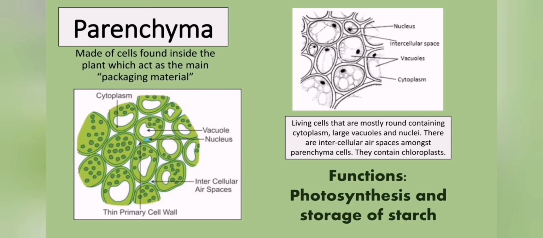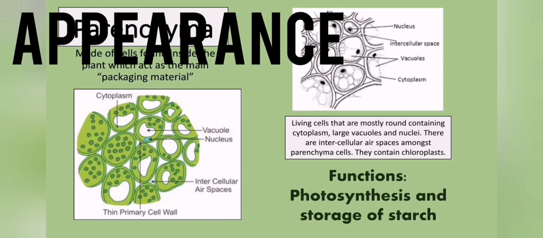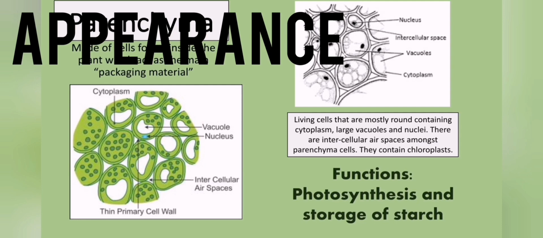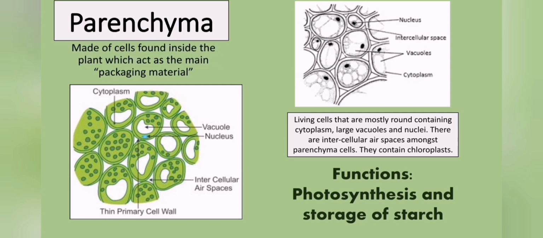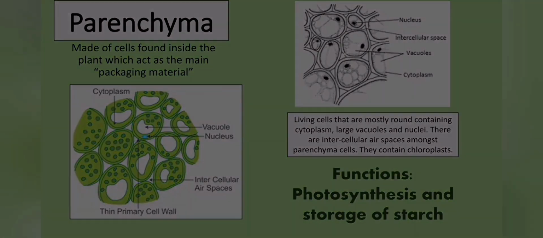Just label them. And when you look at the pictures, you can actually see the appearance of the cells within the tissue is that we've got living cells that are mostly round, and it's got cytoplasm and a large vacuole. And something that's interesting is that because they're round, there are spaces called intercellular air spaces between the individual cells. Now, because parenchyma cells contain chloroplasts, they can photosynthesize, which means their main function is photosynthesis, making food for the plant, and then the storage of that food in the form of starch.